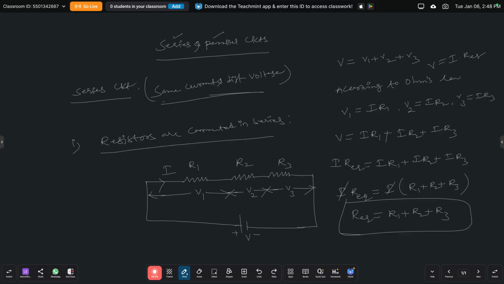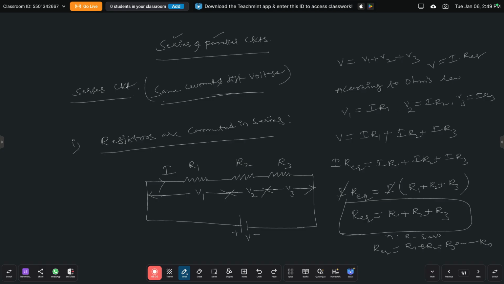When three resistors are connected in series, the formula for R equivalent is R1 plus R2 plus R3. Suppose n resistors are connected in series, then R equivalent is equal to R1 plus R2 plus R3 and so on up to Rn. This is the formula for R equivalent when resistors are connected in series.